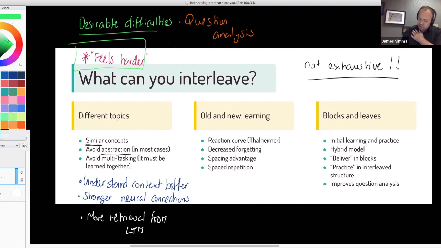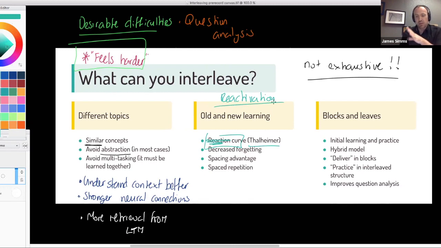Let's move on. Let's also look at old and new learning. I'm going to give you an example of this almost immediately. This is the idea, really, of Thalheimer's reaction curve. That's actually a typo. That actually should be reactivation. Apologies, guys. Reactivation. I should proofread, shouldn't I? That's the Thalheimer's reactivation curve, okay?